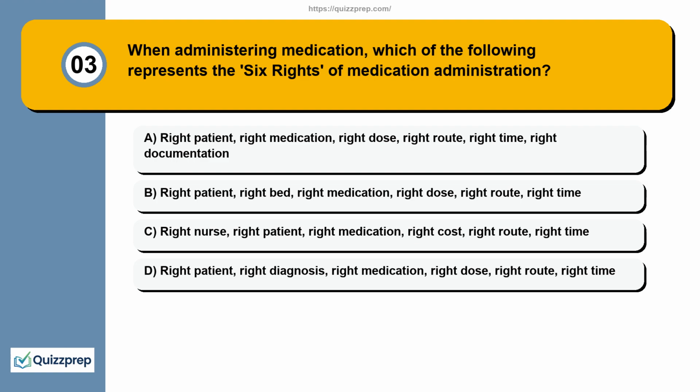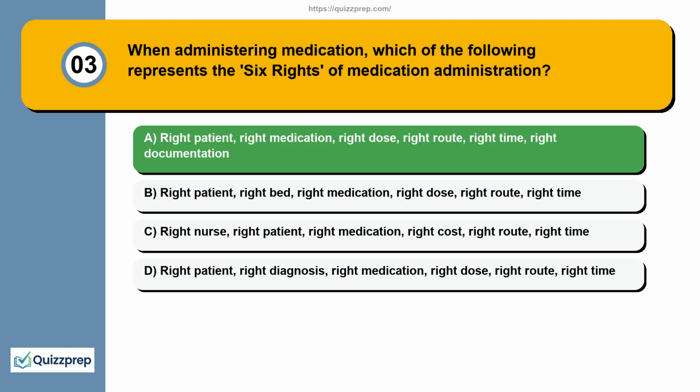Option B. Right patient, right bed, right medication, right dose, right route, right time. Option C. Right nurse, right patient, right medication, right cost, right route, right time. Option D. Right patient, right diagnosis, right medication, right dose, right route, right time. The correct answer is option A.